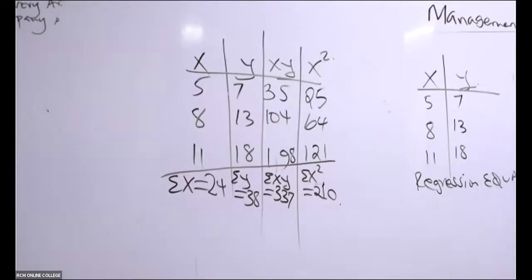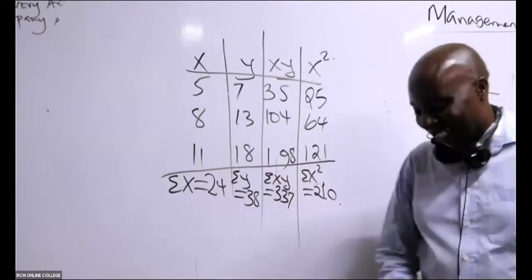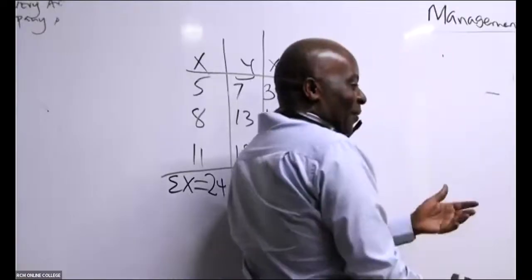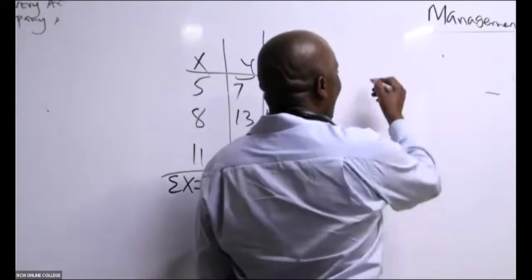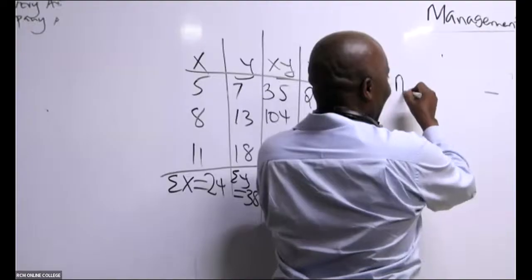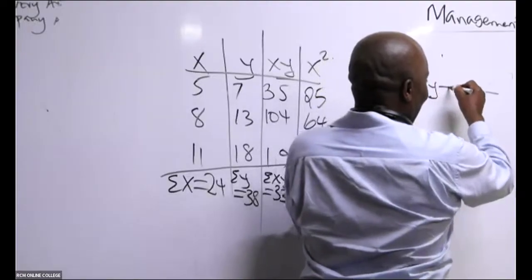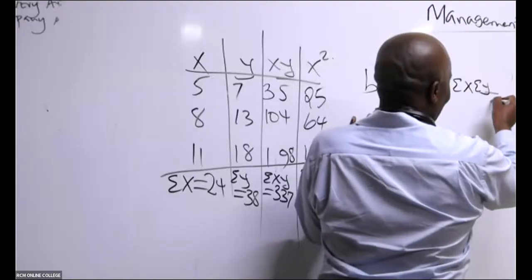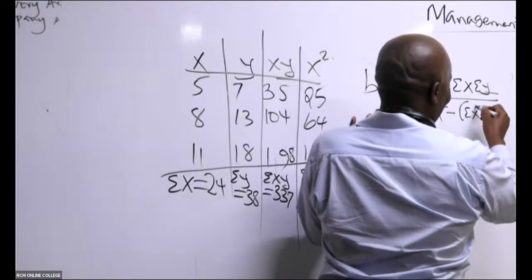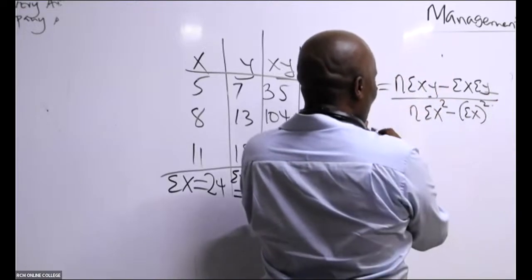What is the formula of A? A equals... No, you are checking. Of course, I can see everybody's trying because they expected me to ask for B. And the B I know you have mastered now. B equals n summations of xy minus ... over ... minus ... squared, isn't it? So let's try substituting.